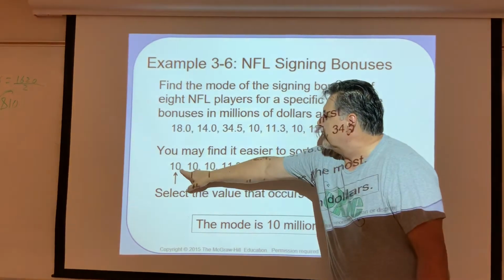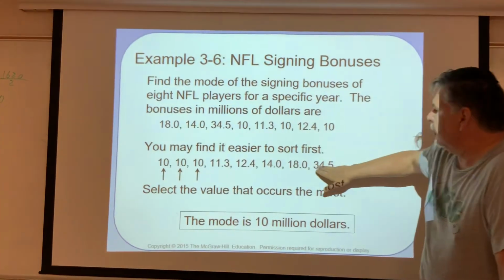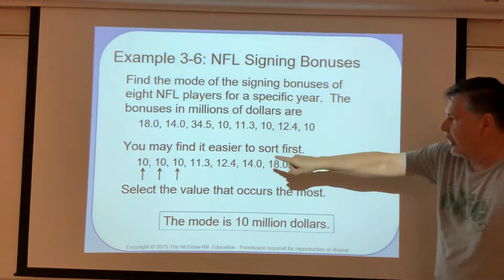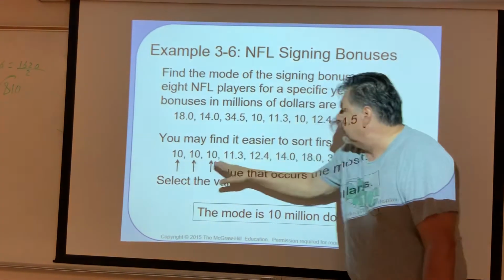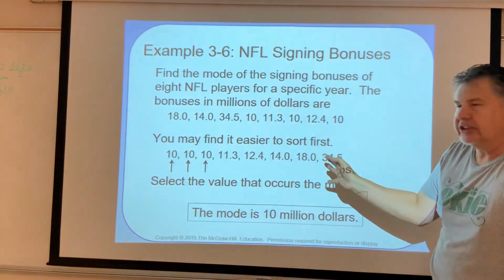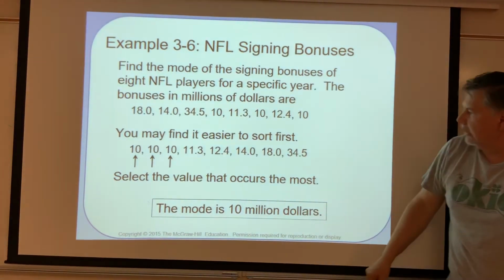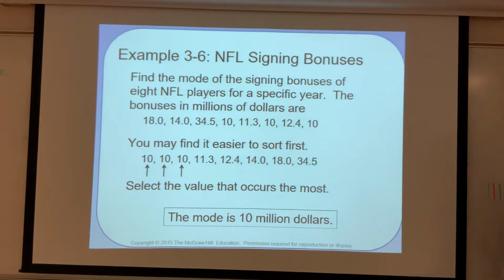So we can see that 10 occurs 3 times, and there's no other value here that occurs 3 times. So 10 would be our mode. It occurs more often than any other number in the data set. So $10 million is the mode. Again, like I say, it must be nice.